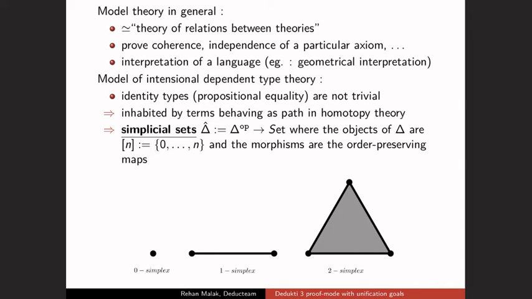The objects of the category, named here delta, are just finite, non-empty natural numbers, and the morphisms are simply the order-preserving maps. So this category has a combinatorial nature by its definition, but has the very important property that it has the same homotopy theory as the one of the usual topological spaces.